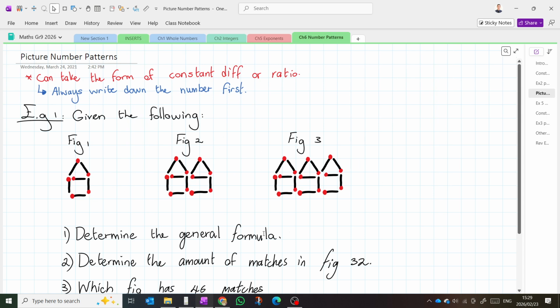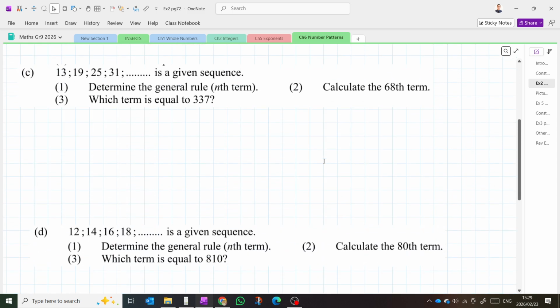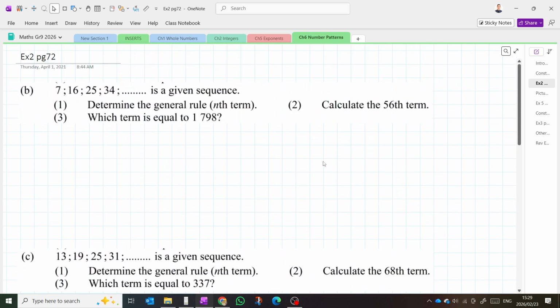And you need to first just go and count them, but we will discuss that later. So we're going to have a look at exercise 2. I've chosen some specifics there. We've got B, C, D, and E. And let's see what we can do.